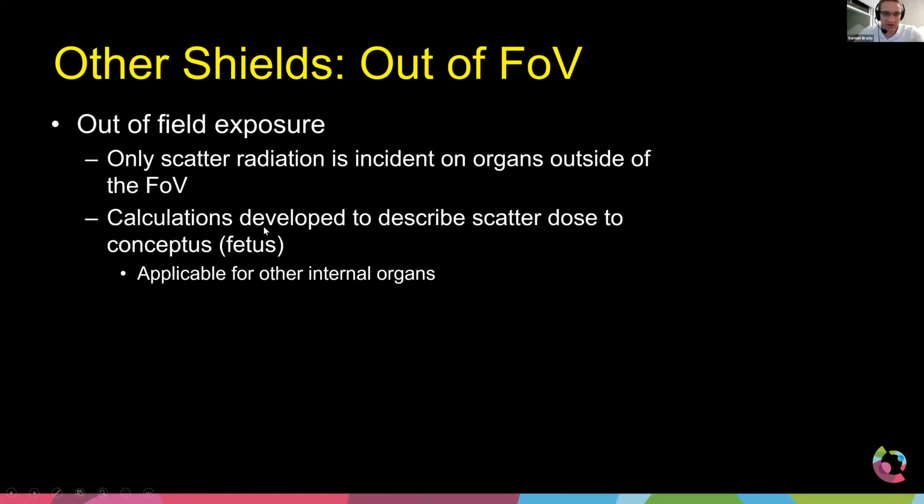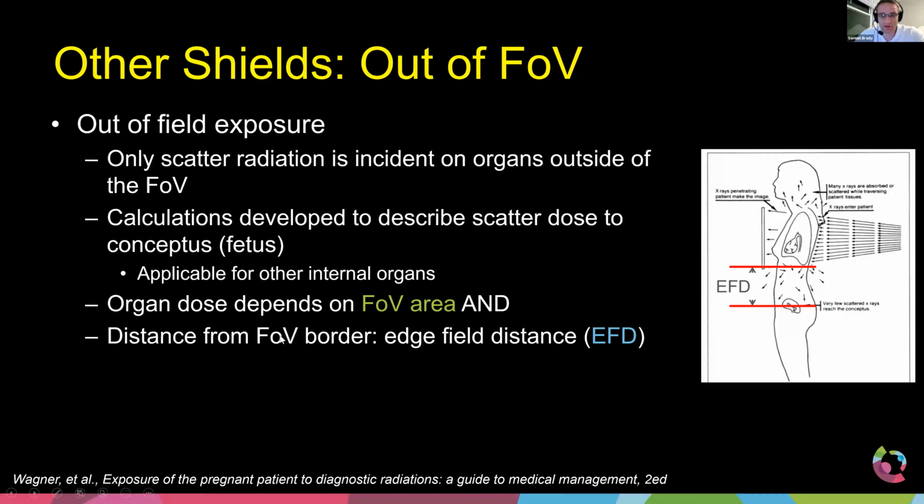So there was a lot of work on this many years ago, and this was mostly calculated for dose to the conceptus or a fetus. So if we're going in and doing, say, a 2-view radiograph of the chest, how much radiation dose from that exposure would be incident down into the pelvis onto, say, a fetus if a woman was pregnant? So the greater scientific community found that the organ doses outside of the field of view, the direct imaging field of view, depend strongly on the area of the imaging field of view and the distance from that field of view.